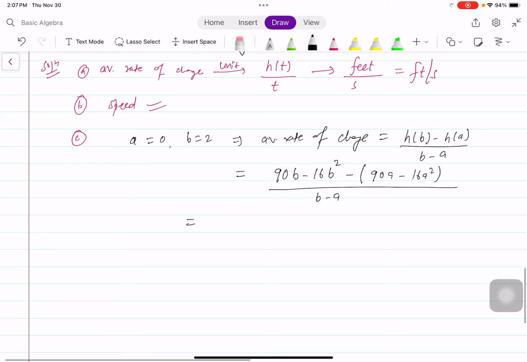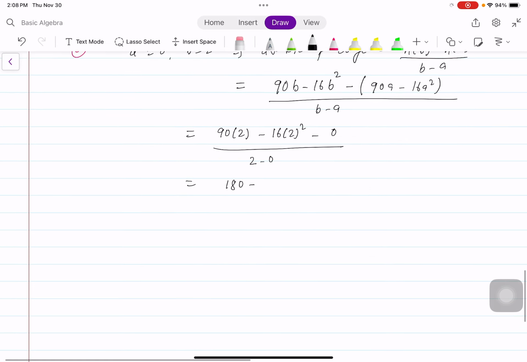Now plug in the values of a and b. b is 2, so 90 times 2 minus 16 times 2 squared, minus, since a is 0, no need to write it, so I will directly write 0 for everything, and b minus a is 2 minus 0. So which is 180 minus 16 times 4, and this whole quantity becomes 116 over 2, which is 58. Now what is the unit? The unit is feet per second.